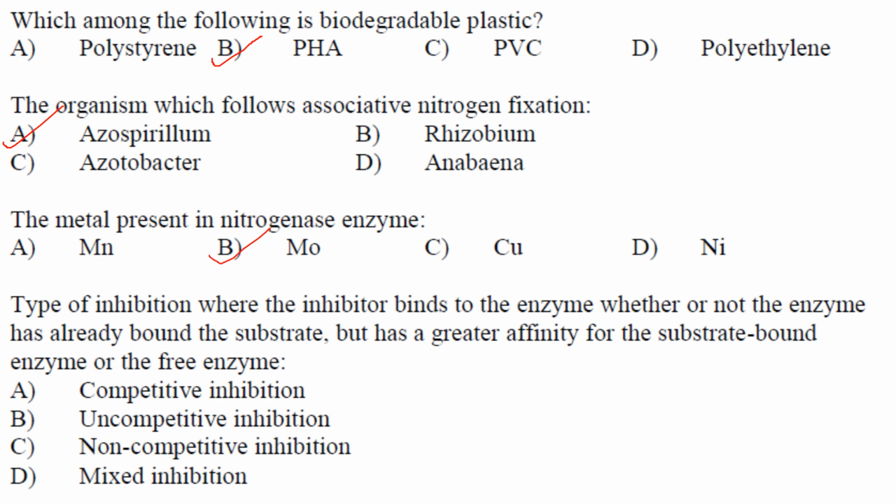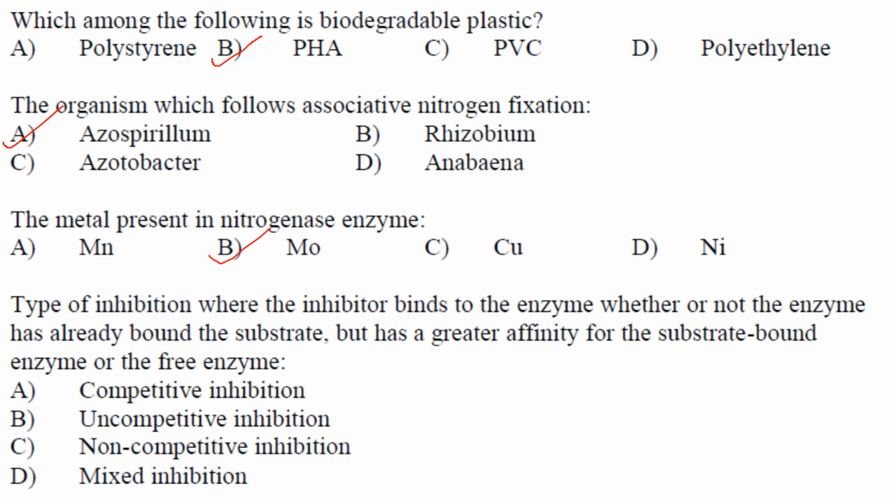Then type of inhibition where the inhibitor binds to the enzyme whether or not the enzyme has already bound the substrate. Okay, it is not concerned whether substrate is bound to the enzyme or it is a free enzyme, that is without the bound substrate, but has greater affinity for substrate bound enzyme. Even though it can bind to the free enzyme, it has got greater affinity for the enzyme substrate complex.